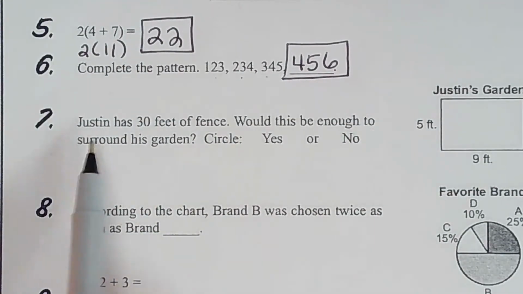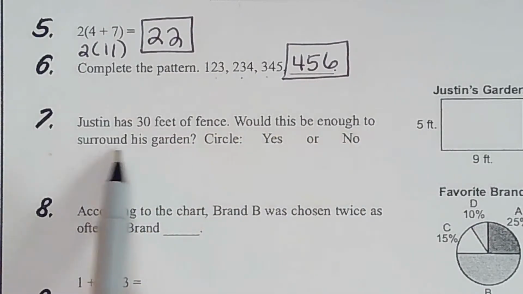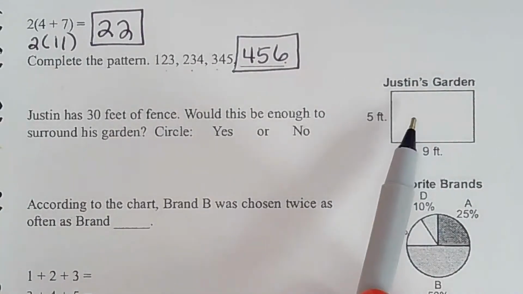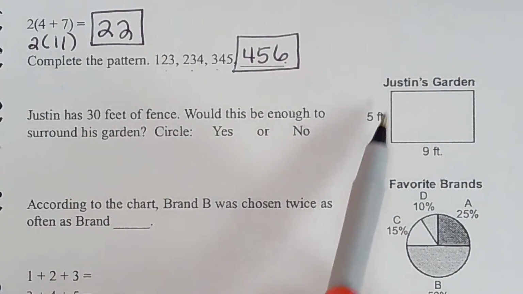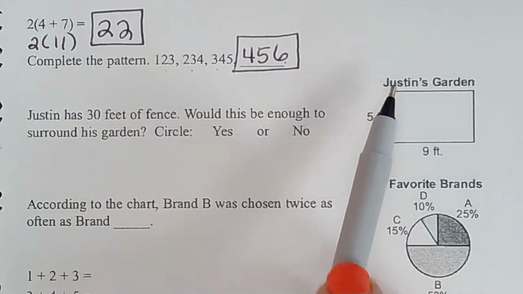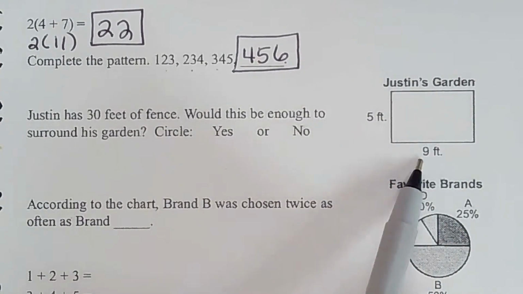Number 7, Justin has 30 feet of fence. Would this be enough to surround his garden? So we have a picture of his garden over here. We want to know if 30 feet of fence would be enough to surround the garden. Be very careful. Whenever you find perimeter, the distance around a shape, you have to add up all of the sides, not just these 2 sides that are labeled.